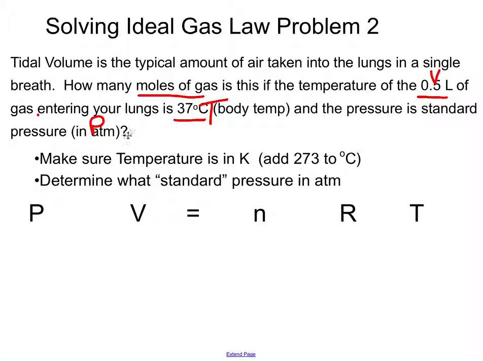Now, I don't give you a number here because I assume you know standard pressure. Standard pressure is 1 atm. So a problem might say standard temperature, standard pressure. You need to know what those are. And if you don't, you can go back in your notes to what we just talked about earlier.